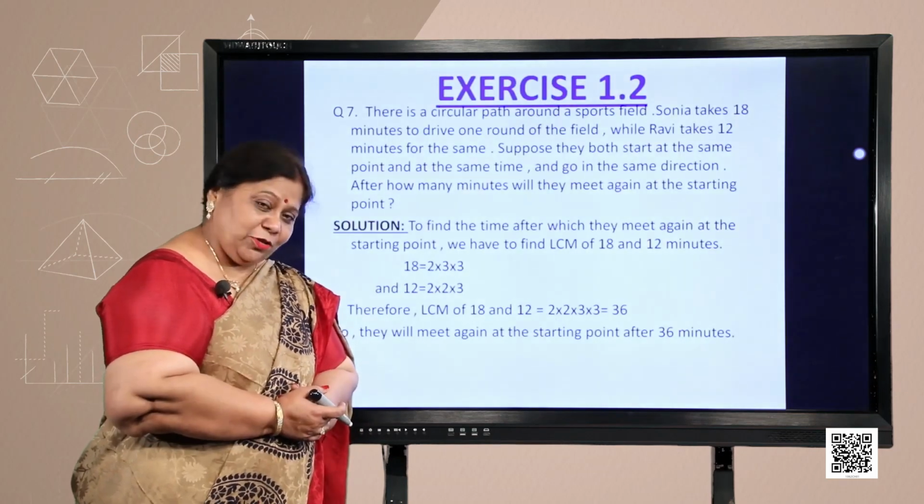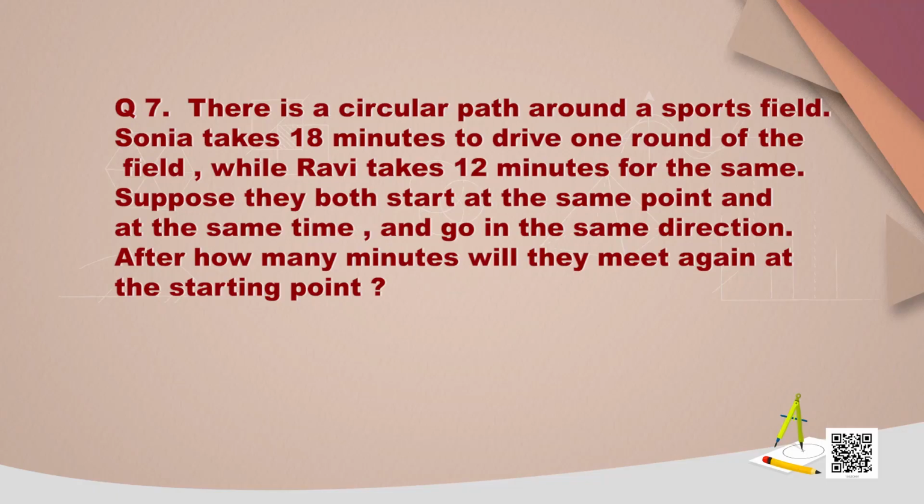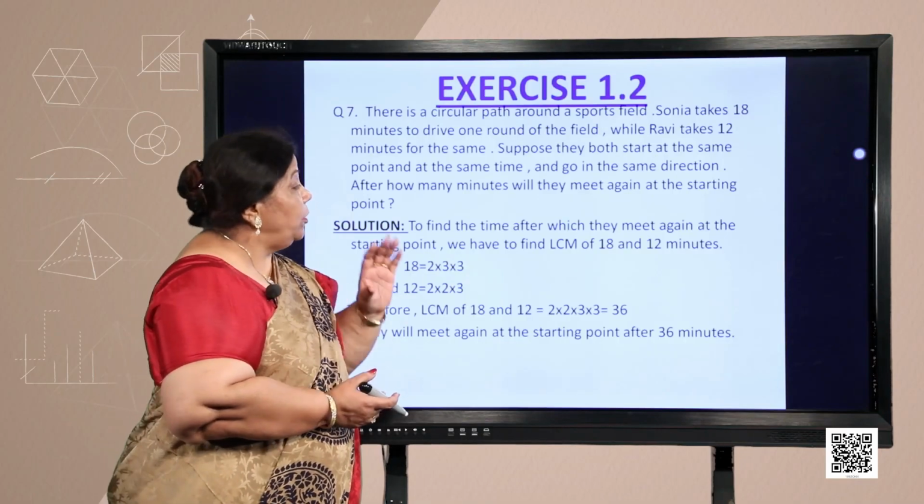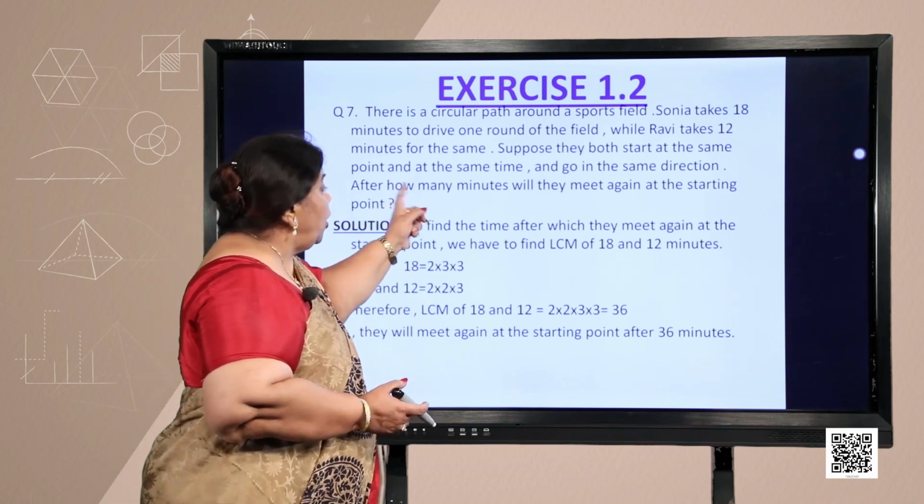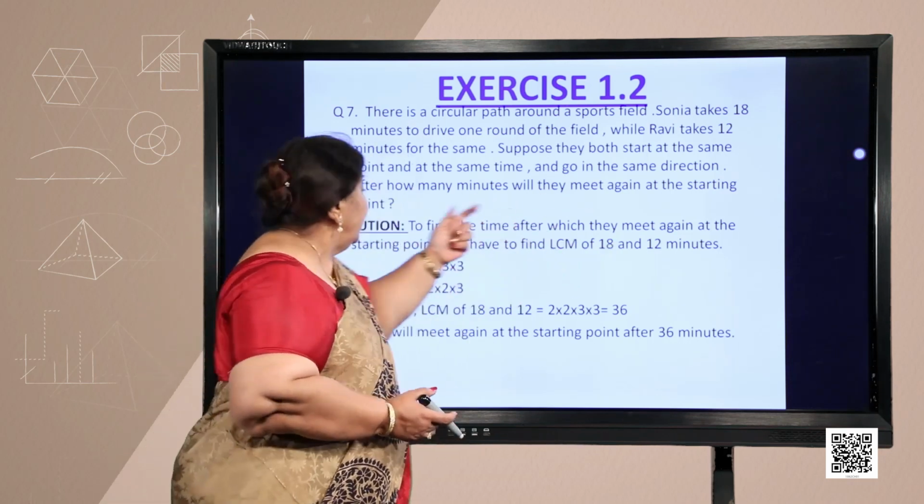Now, let us look into the next question. Question says, there is a circular path around a sports field. Sonia takes 18 minutes to drive one round of the field, while Ravi takes 12 minutes for the same. Suppose they both start at the same point and at the same time and go in the same direction. After how many minutes will they meet again at the starting point? This is the question. Now, notice the language of the question. He says, after how many minutes will they meet again at the starting point?